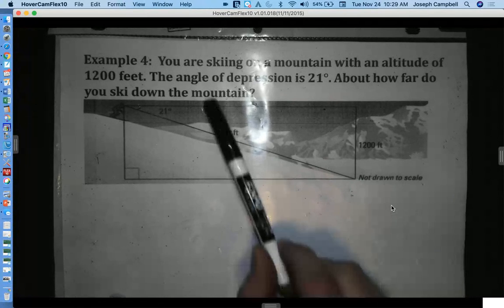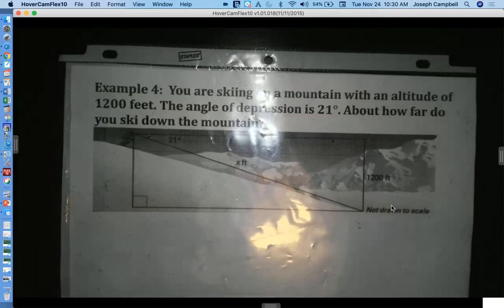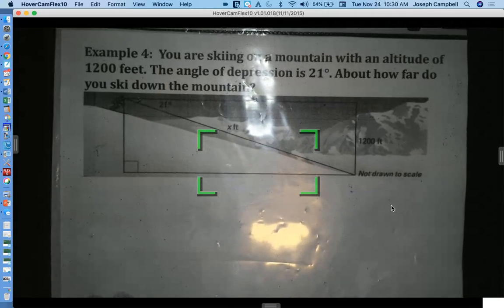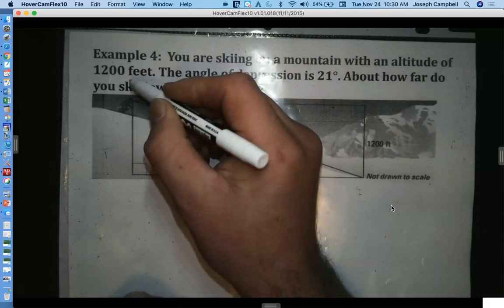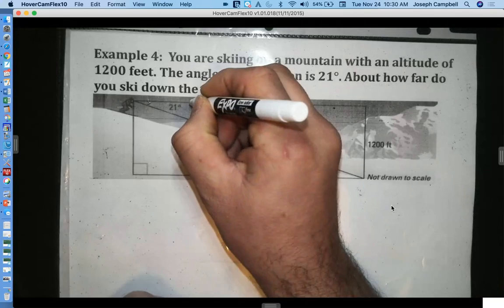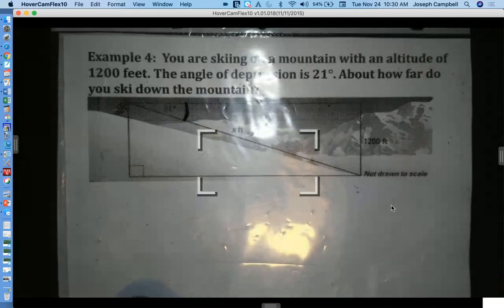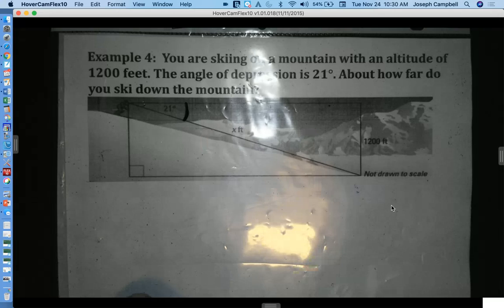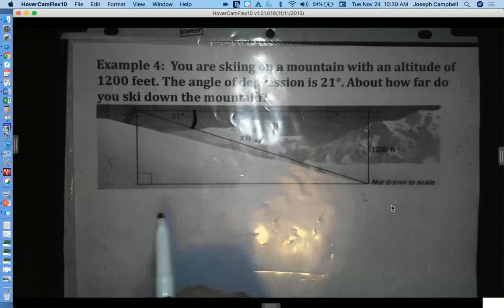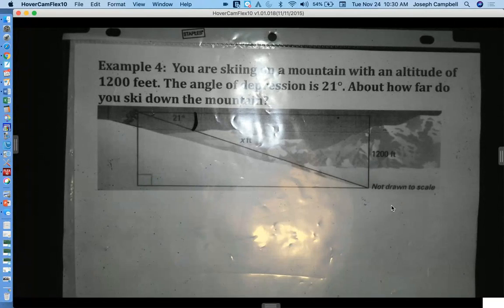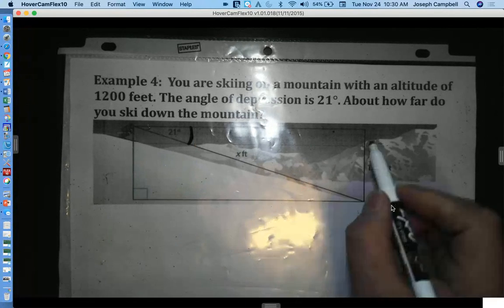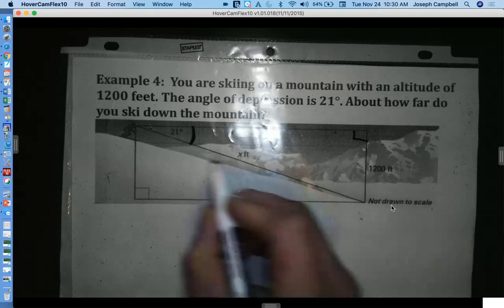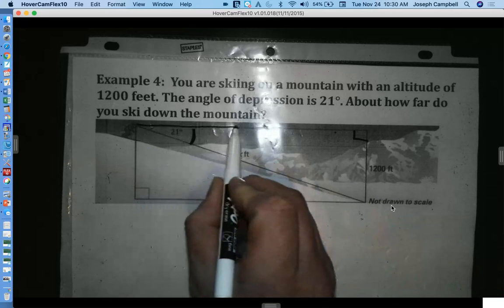So normally you'd have to generate this diagram. They're nice enough to give it to us here. So the angle of depression is 21 degrees. So this is my horizontal and this is my line of sight. So this angle here is the 21 degrees. That's the angle of depression. How far do you ski down the mountain? So hopefully you can see that what we've got going on here is essentially a rectangle that I've cut in half with my line of sight. So we are looking for the hypotenuse in a right triangle. That triangle is here.